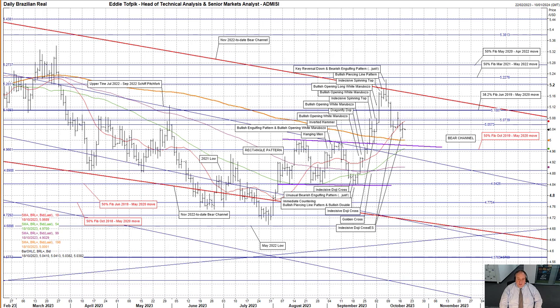US dollar against the Brazilian real. A very long tongue and tailed, yet ultimately indecisive doji cross yesterday. The market continues to be moving within the breached, but ultimately still valid, November 2022 to date bear channel, highlighted in bright red on my daily chart.